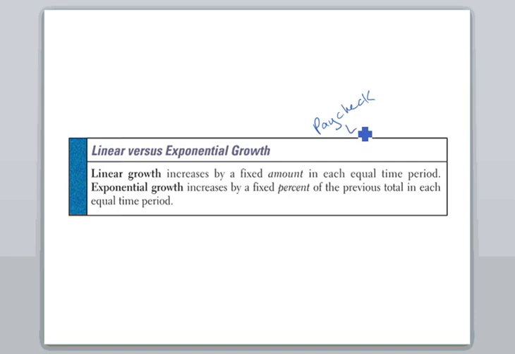An exponential example, well, that's like where we think of bacteria, where bacteria will double, or your cell growth, because your cells double, and then they double, and then they double. So in that particular case, the percent would be 100%.